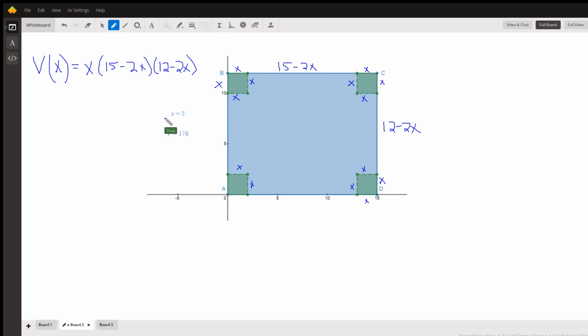Here's another example where we've got the 15 by 12. There's the squares cut from each corner. And there's a formula for the volume of the box. And it looks like when x equals 2, the volume is 176. Now, one question asked about the domain of the function. So let me share my screen.